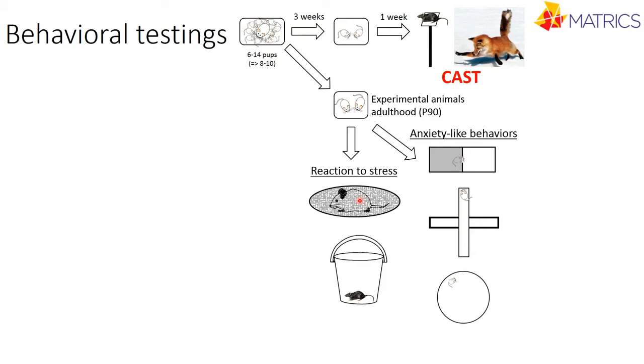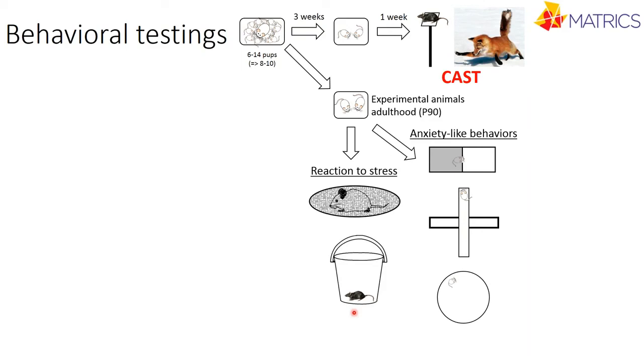We also did some reaction to stress. So two different stresses that we use in the lab are, for example, a restraint stress. The rat is just inserted into a mesh-like restrainer, and it cannot move for between 15 and 30 minutes. And we take blood from the tail to see the corticosterone amount.